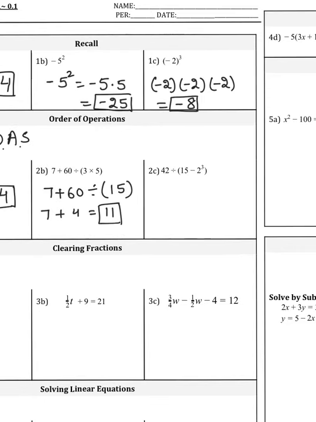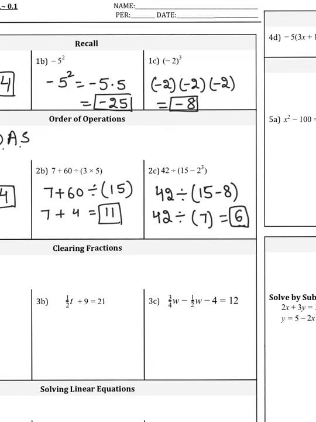The next problem is 2c. So first you're going to do the parentheses. And inside the parentheses you have 2 to the power 3, which is 8. So 15 minus 8 is 7. And 42 divided by 7 is 6. So 6 is your answer.